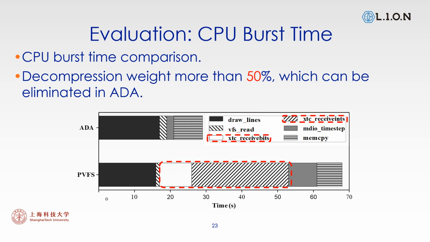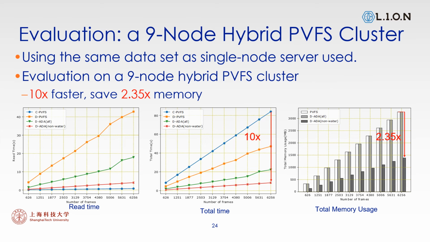We also evaluate the ADA assisted CPU burst time. Compared to PVFS, ADA eliminates redundant time, which weighs more than 50% of the ordinary CPU burst time. Then we use the same dataset to evaluate ADA on a 9-node hybrid PVFS cluster, which achieves 10 times faster and saves 2.35 times memory compared to PVFS2.